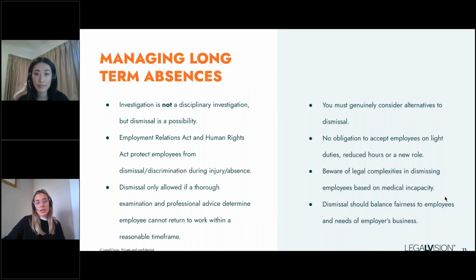So it is important to note that an investigation into an employee's medical prognosis is not a disciplinary investigation. An employer must also notify an employee of the possibility of dismissal from the outset of the process, seek their feedback throughout, and carry out a full and fair investigation into their true medical position.